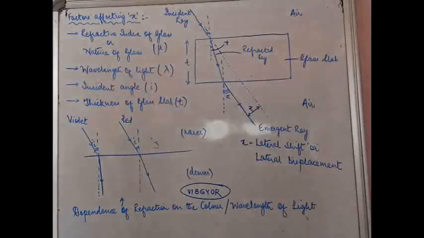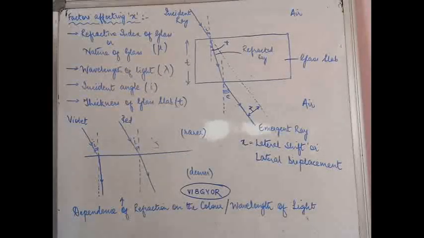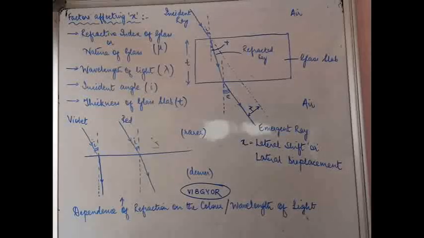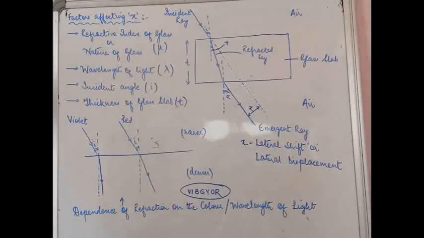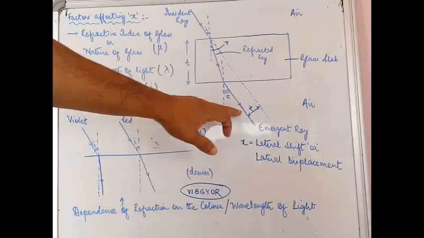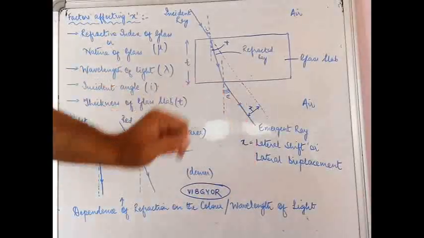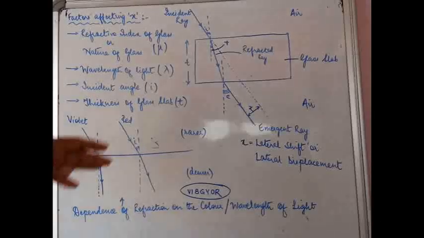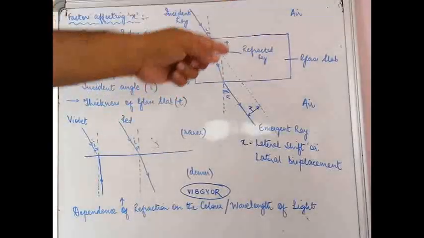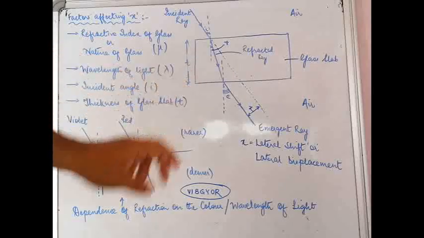Welcome back, students, to the next lecture on the refraction of light. Here, as you can see, I have drawn the diagram that we had for refraction of light through a rectangular glass slab. I have drawn it once again because there are a few factors on which this lateral shift, or lateral displacement, depends, and we are going to discuss that now. But first let me recall the diagram that we had drawn.